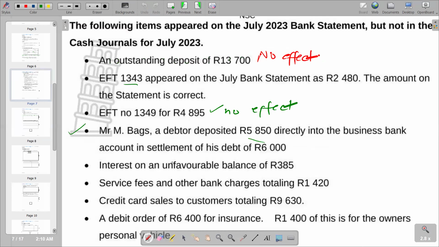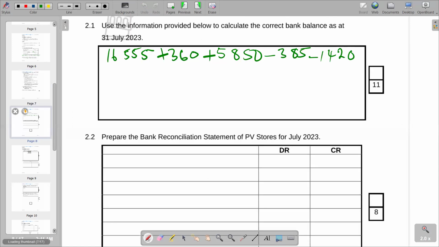Credit card sales to customers totaling 9,630. So this is an inflow because they are credit card sales to customers. So basically, it's a positive. It's going to increase the bank balance. So 9,630 we add.